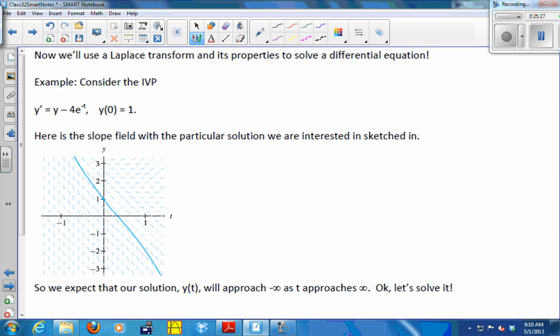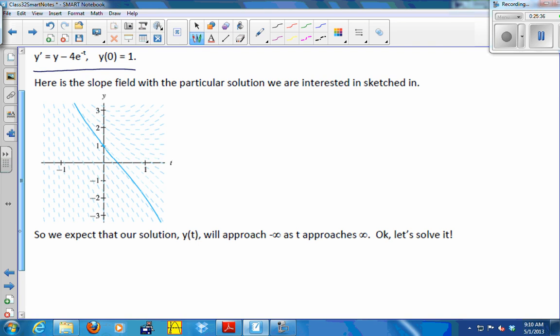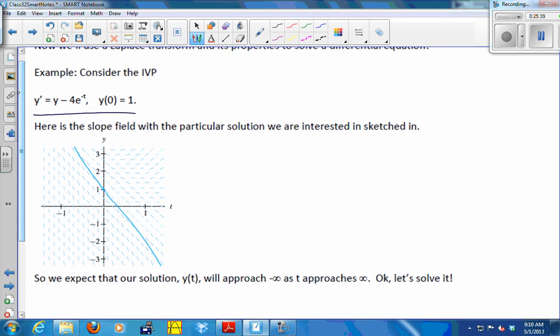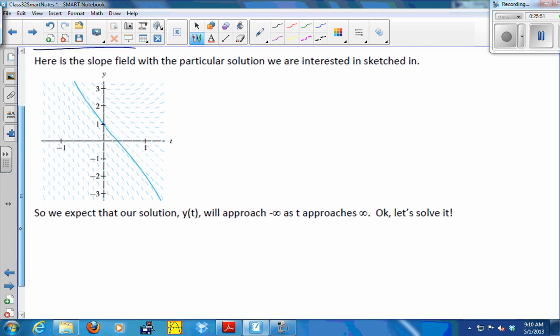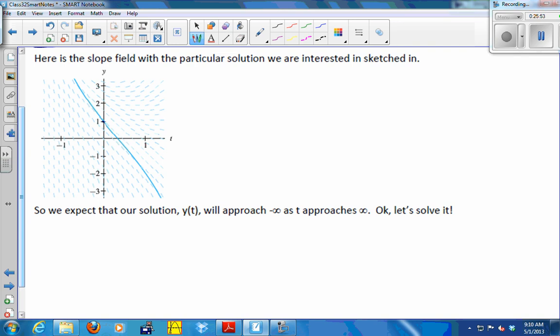All right, so now we're going to finally use a Laplace transform to solve a differential equation. We have this initial value problem. Qualitatively, and it's just a single differential equation, it's not a system, so I just made a slope field and sketched the particular function that goes through 0, 1, the initial condition. So it looks like I'm looking for a function y of t that as t goes to infinity, y of t goes to negative infinity. Just so I have some idea of what I'm looking for.